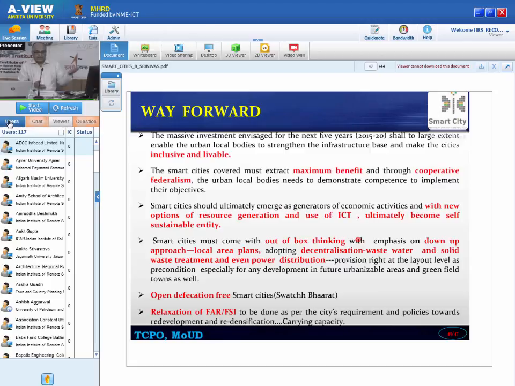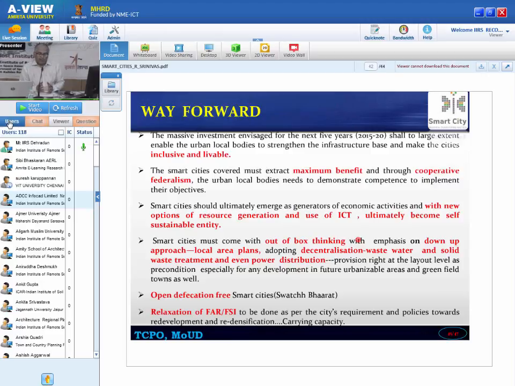Now, way forward, a few sentences I have made: the massive investment envisaged in the next 5 years shall to a large extent enable the urban local bodies to strengthen the infrastructure base and make the cities livable. Smart cities covered must extract maximum benefit through cooperative federalism. The urban local bodies need to demonstrate competence to implement their objectives. This competition was done, now we should encourage all the cities to participate, and all cities should demonstrate their competence. Smart cities should ultimately emerge as generators of economic activities, as I have already mentioned, with new options of revenue generation. They should come with innovation.